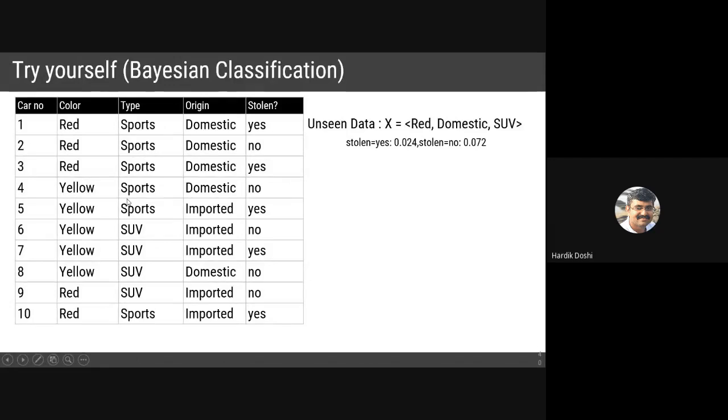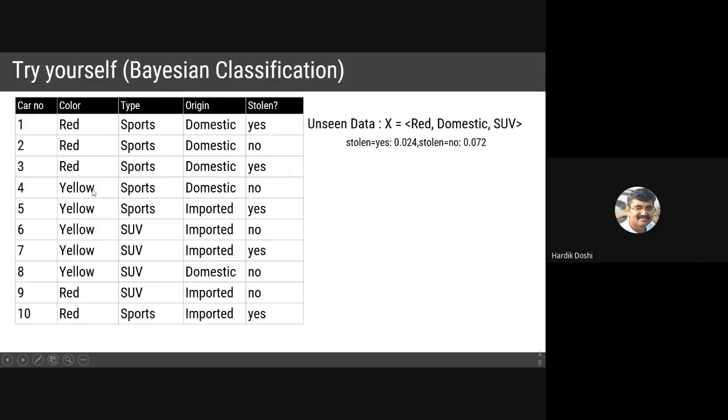See, another example which you are supposed to solve. This is an exercise for you. Car number is there, color of the car, type of the car, origin of the car, and stolen. We need to check whether the car is stolen or not. A car with color red, sports and domestic got stolen. Red, sports, domestic, stolen. Another record, same. You cannot say it is a duplicate record. You should not consider it to be a duplicate record.